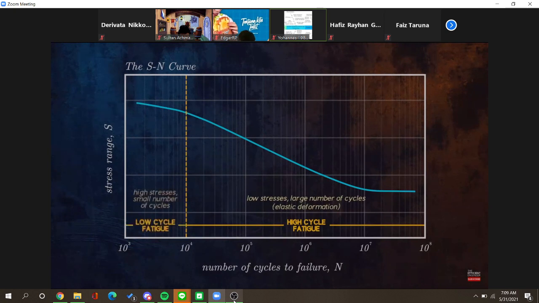Low cycle fatigue involves higher applied cyclical stresses, and failure occurs after fewer cycles. Because the stresses involved are above the material's yield stress, both elastic and plastic deformation occur. In these cases, a strain-based approach, using, for example, the Coffin-Manson relation, is usually preferred to the SN curve approach.